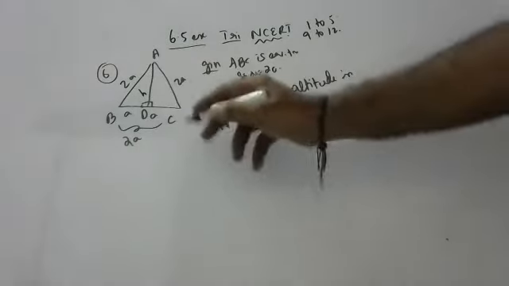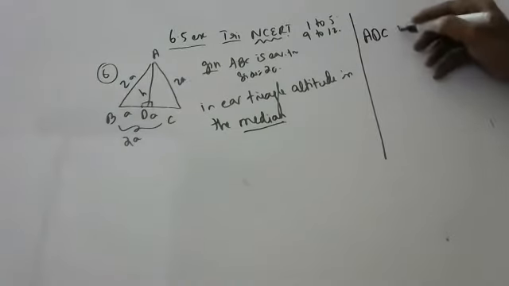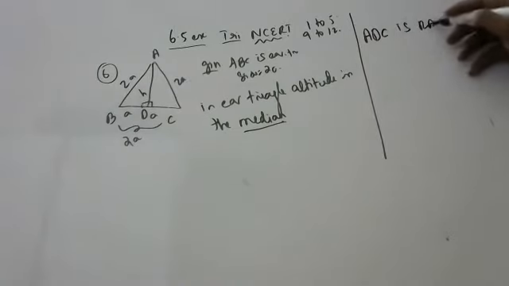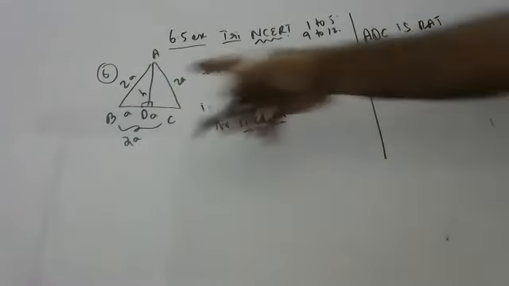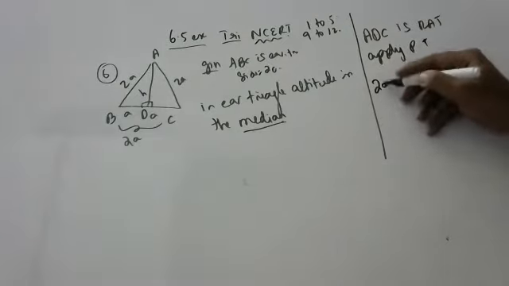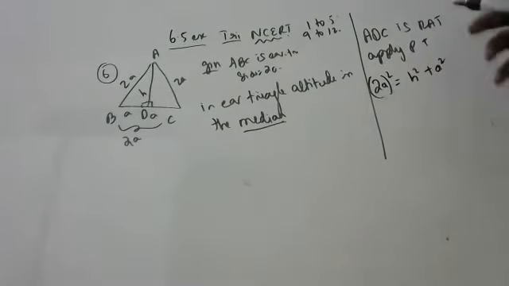Okay, since ADC is a right angle triangle, apply the Pythagoras theorem. Can anyone apply the Pythagoras theorem for ADC? 2a whole squared is equal to h squared plus a squared.